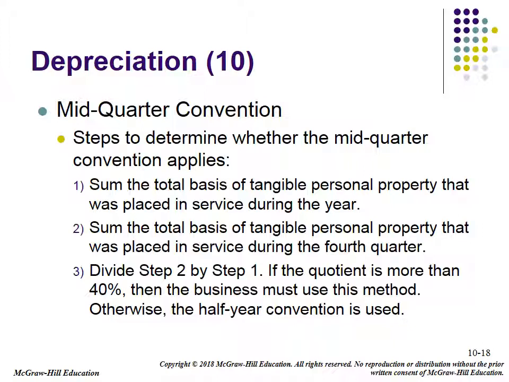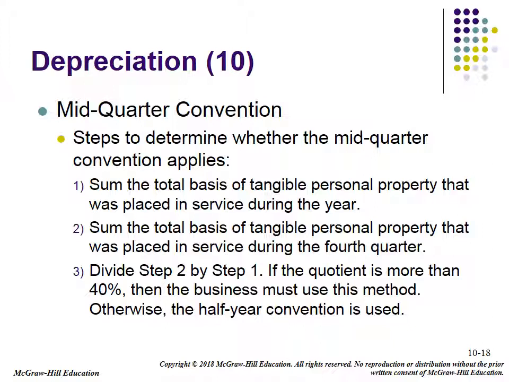So if you buy more than 40% of your personal assets in that last quarter, you're not going to be able to take advantage of a full half year of depreciation. Instead, you're going to use the mid-quarter convention. And here's what that says. There are 4 quarters in a year.